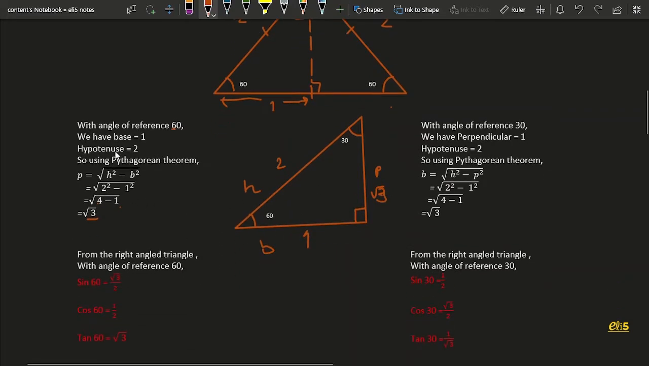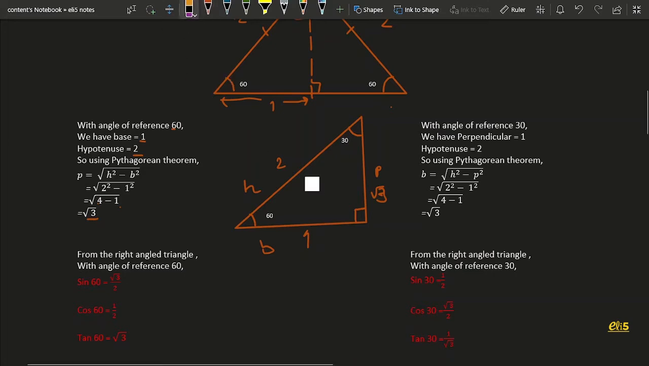Now with these values for base, hypotenuse, and perpendicular, from the right angle triangle with angle of reference 60 degree, we have sin 60 degree equals perpendicular by hypotenuse. Perpendicular is root 3 and hypotenuse is 2, so root 3 by 2. Cos 60 degree equals base by hypotenuse, so base is 1, hypotenuse is 2, 1 by 2. Tan 60 degree equals perpendicular by base, so root 3 divided by 1 is root 3.